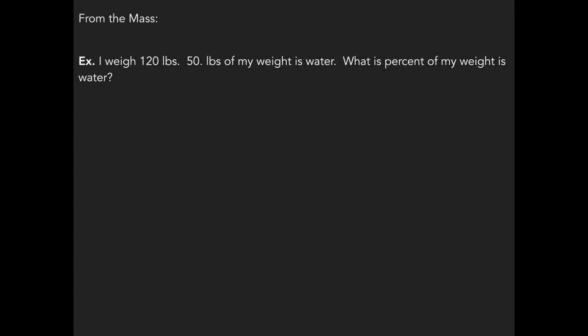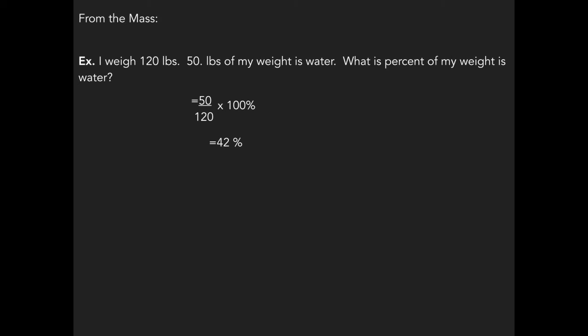The last new concept that we're going to go over in this lesson is percent mass. Now, if I'm given the values for mass or weight, I can actually just plug them in. So for example, if I were to ask you what percent of my weight is water, if I weigh 120 pounds and 50 pounds of my weight is water, well, that's easy. You would take the mass of water, which is 50 pounds, and divide it by your total weight, which is 120. Multiply it by 100%, and that would give you your percent that is water, which is 42%.